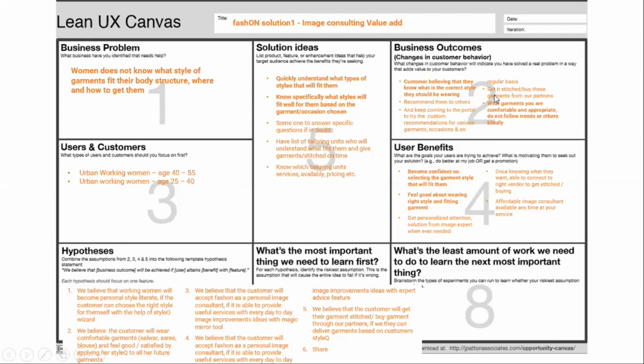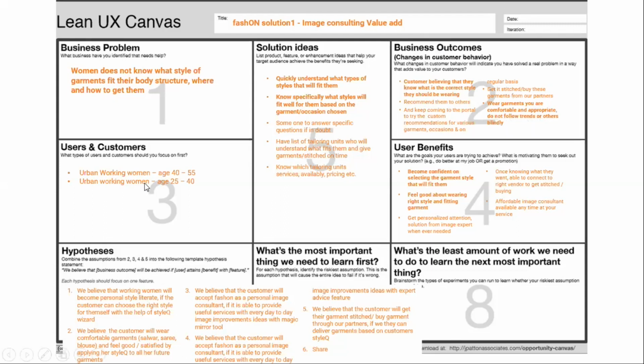And we said where and how to get them as well. So in case they come to get it stitched through us, or buy the garments from our partners, then the business outcome is met. Wear garments you are comfortable in and that are appropriate. Do not follow trends or others blindly. So these are the business outcomes expected from the customers, so that we will know that we have solved the real problem they are facing. Are you with me? Yeah, yeah.